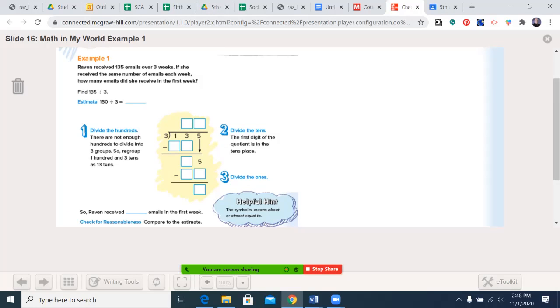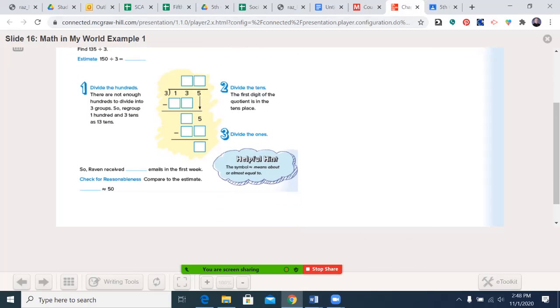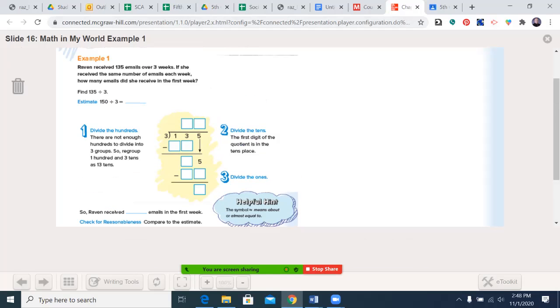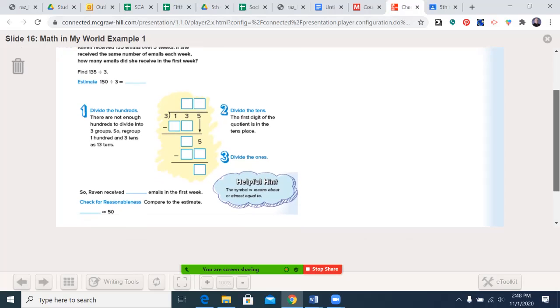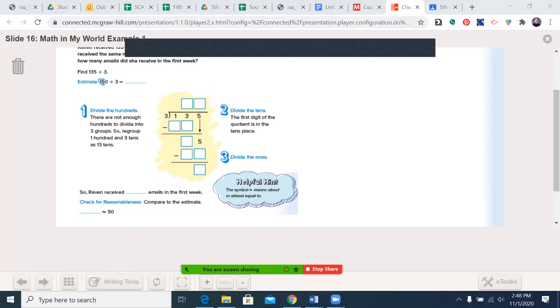Example basic. Raven received 135 emails over 3 weeks. She received the same number of emails each week. How many emails did she receive in the first week? So we'll start by rounding. Make sure I have the right spot here. And if you remember, if we're trying to get an estimate, we go to the first ones.